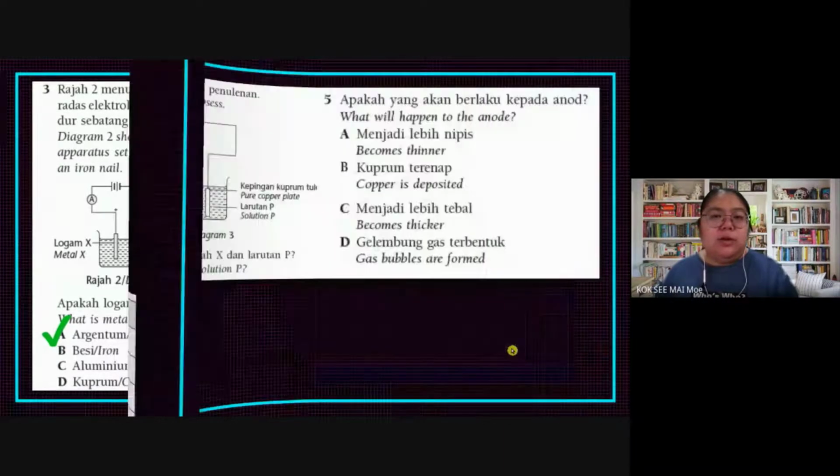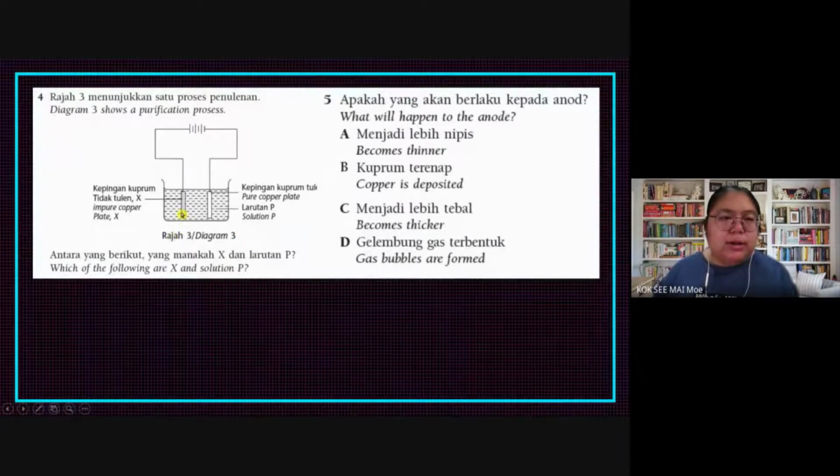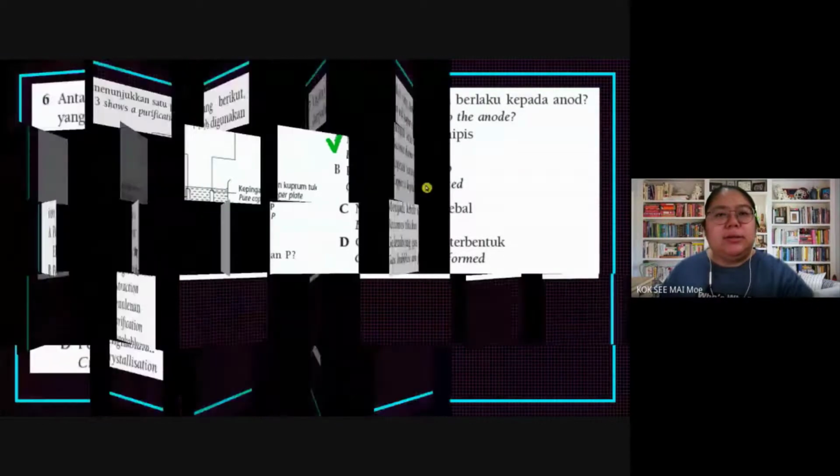Okay, then we continue for number 5. What will happen to the anode? Anode is impure. What happened to the impure copper? Later the copper goes to the pure one. The pure becomes thicker, so the impure must become thinner. Okay, so we go to the next.